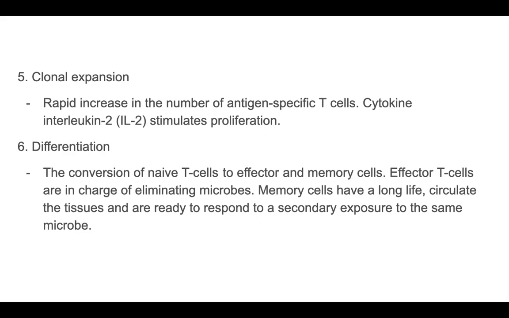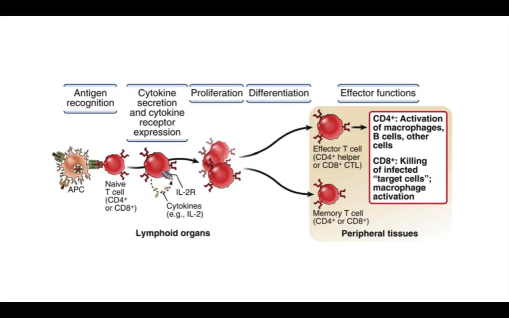The sixth step is differentiation, which is the conversion of naive T cells to effector and memory cells. Effector T cells are in charge of eliminating microbes, while memory cells have a long life, circulate in the tissues, and are ready to respond to a secondary exposure to the same microbe. And here is a picture of what I just explained.